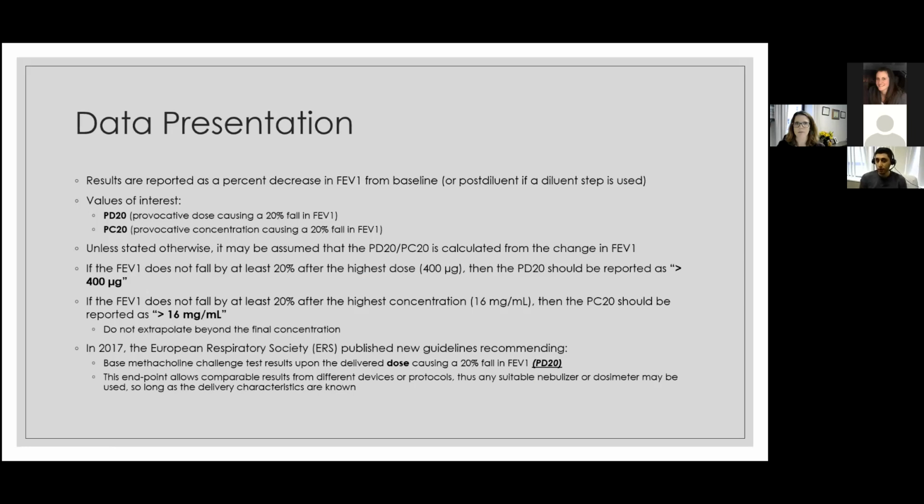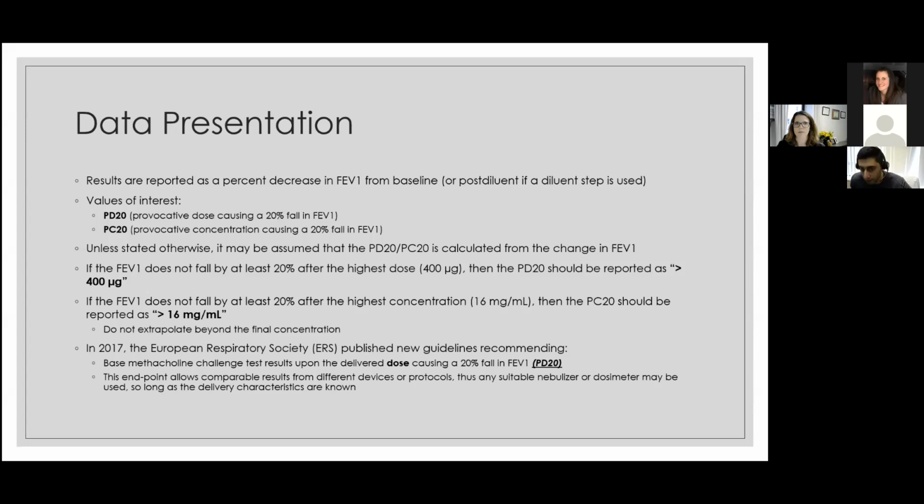Unless stated otherwise, it may be assumed that the PD20 or PC20 is calculated from the change in FEV1. If the FEV1 doesn't fall by at least 20% after the highest dose is given, which would be 400 micrograms, then the PD20 should be reported as greater than 400 micrograms. Don't extrapolate. For the PC20, similar thing. If it doesn't fall by at least 20%, report it as greater than 16 milligrams per milliliter.